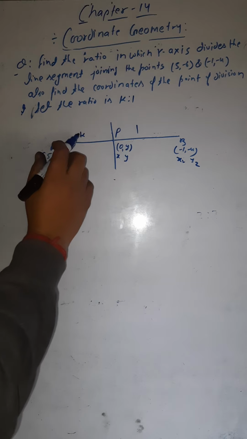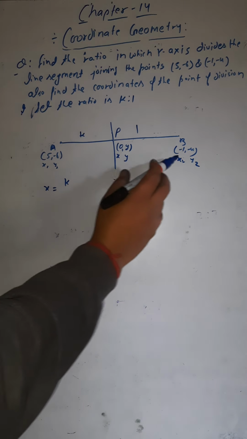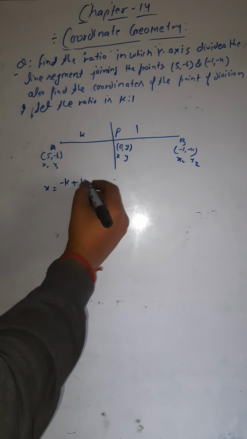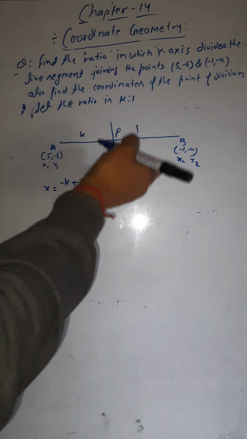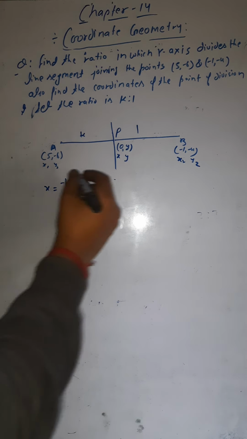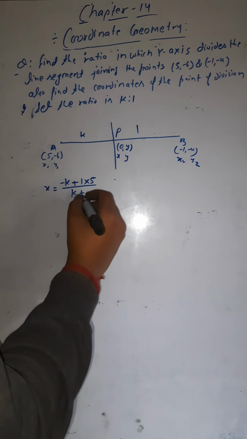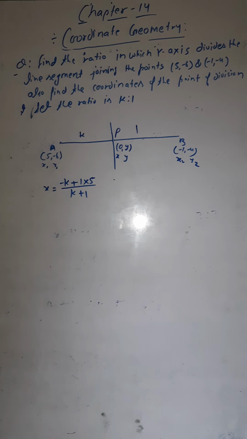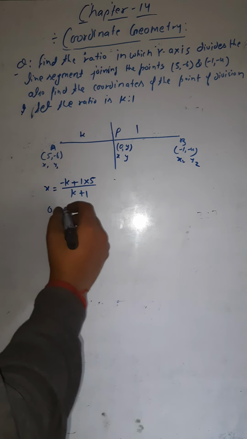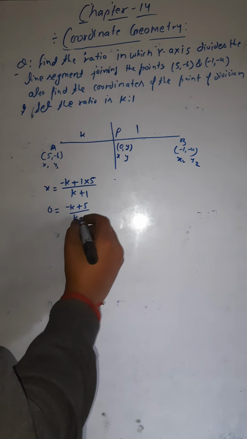So m1 x2, m1 is k, x2 minus 1, so it would be minus 1, plus m2 is 1 into m2 x1, m1 x2 plus m2 x1 is 5 here, divided by m1 plus m2, that is k plus 1. Are you getting this? Now you know the value of x also. Value of x is how much here? 0. So 0 would be equal to minus k plus 5 divided by k plus 1.